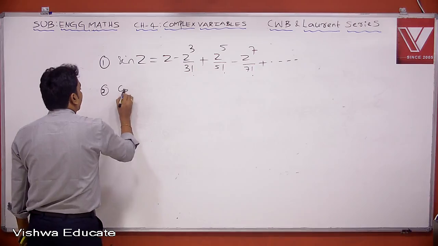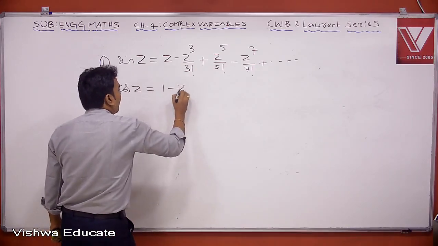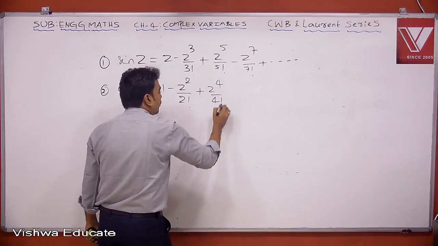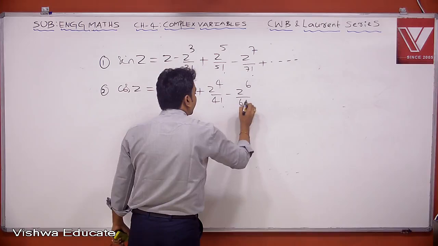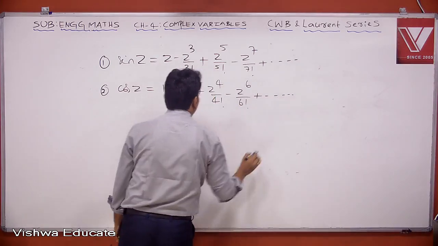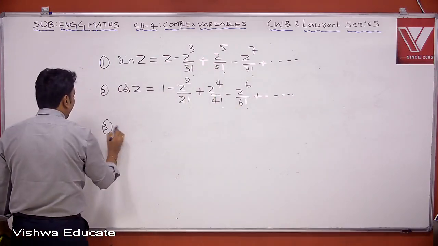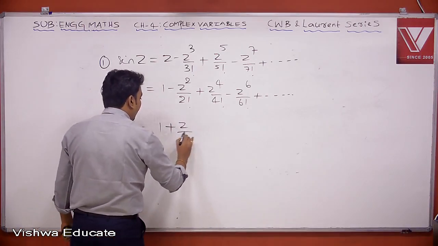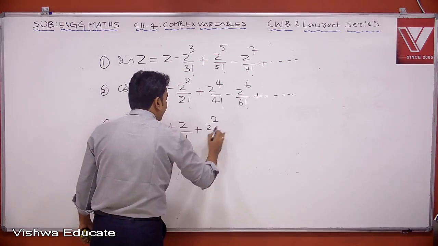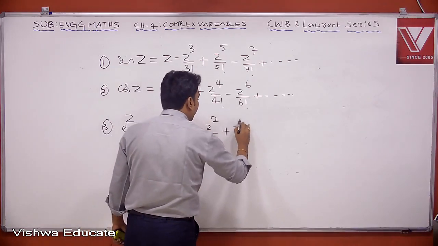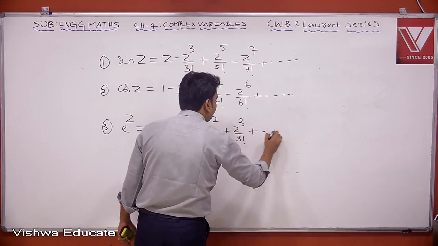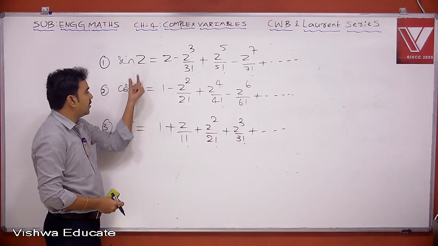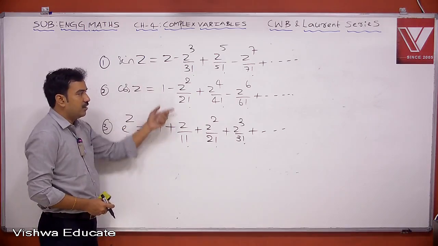Similarly, the series expansion of cos z is 1 minus z square by 2 factorial plus z power 4 by 4 factorial minus z power 6 by 6 factorial plus and so on. Now the last example we need to discuss is e power z. So its series expansion is 1 plus z by 1 factorial plus z square by 2 factorial plus z cube by 3 factorial plus and so on. Therefore, these three are Laurent series expansions of sin z, cos z and e power z. Note all these points.